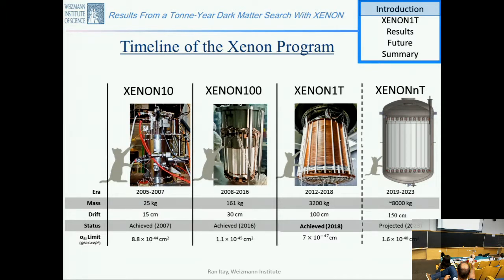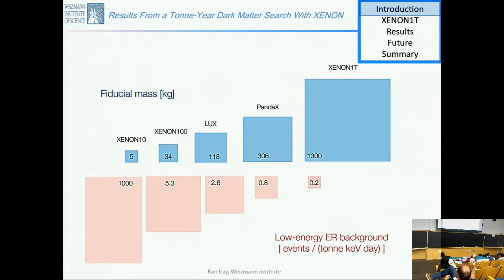And the next stage, which we are currently already working on, is xenon n tonne, where n equals 8. It is projected to give results by 2023 and projected to improve the sensitivity by another order of magnitude or so. So it's not enough only to make your detector bigger and bigger because you have intrinsic background, so you need to also make your background lower and lower.